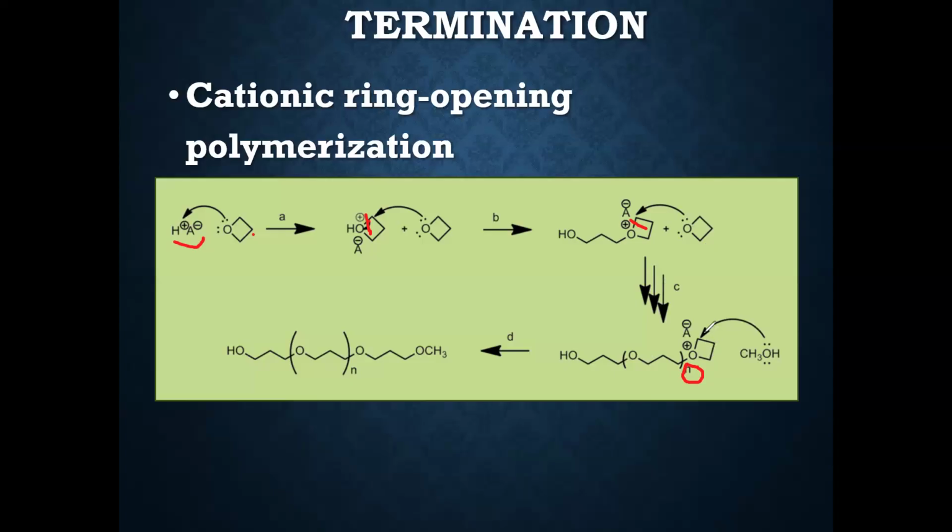At the end, there is a cationic ring opening with methanol. The pair of electrons will attack the positive charge, leading to opening of the ring. Okay. And the polymerization is terminated.